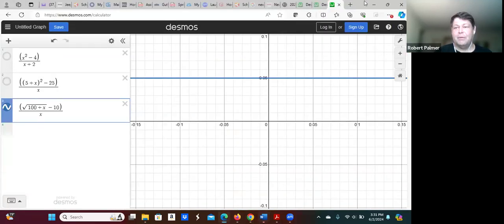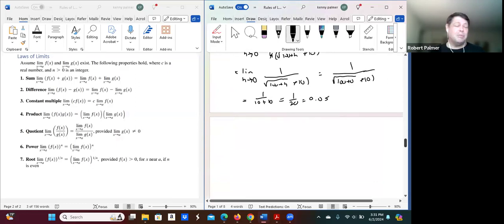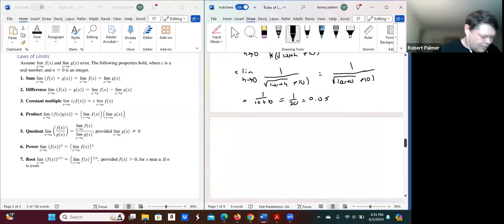0.05. Now, once again, that was a very weird example, because rationalizing the numerator is not something you do very often, fortunately, because it's kind of a pain. But it's a technique you can have if you need to. Okay, last thing I want to look at for today is a piecewise function.